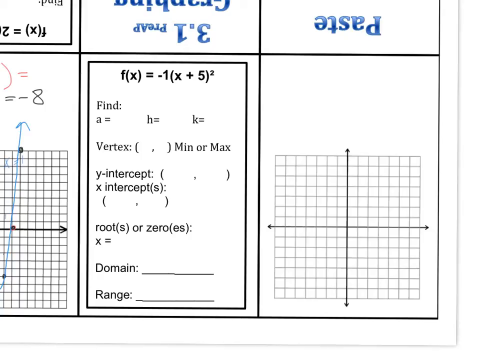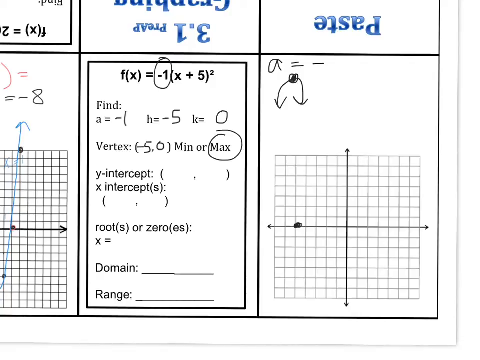Now this is something in the vertex form, so I can find that a is negative 1, h is negative 5, and since I have no number being added or subtracted on the outside, the k is 0. So my vertex is negative 5, 0. Now a is negative 1. What does that mean? If a is negative, it's going to be pointing downward. In this case, my vertex is going to be the highest point, so that's going to be a maximum, negative 5, 0. Now let's use the pattern.